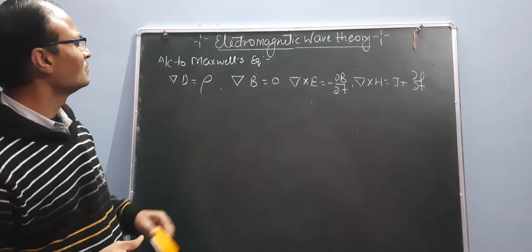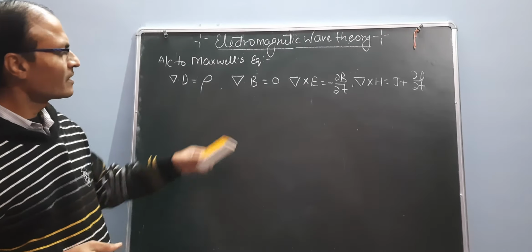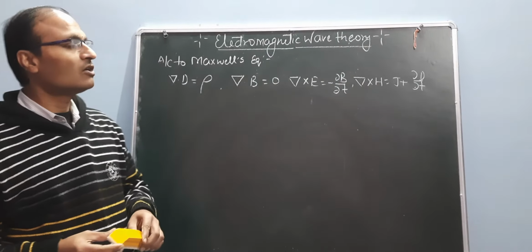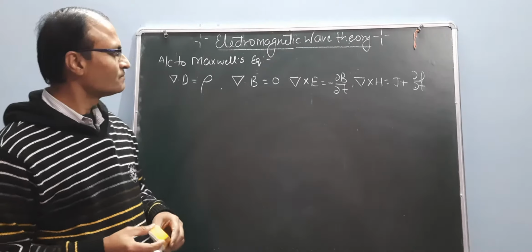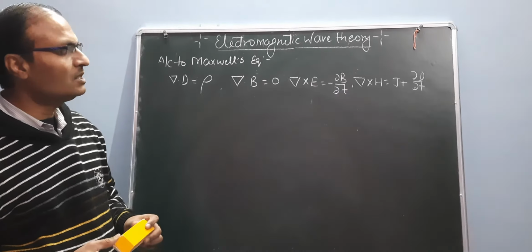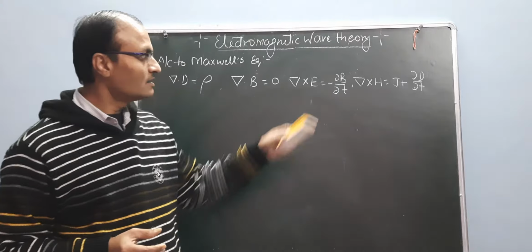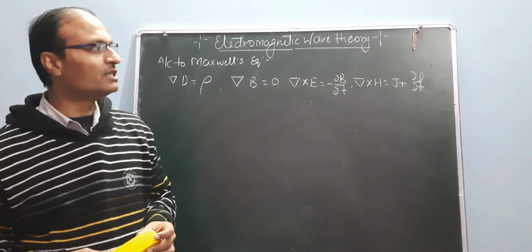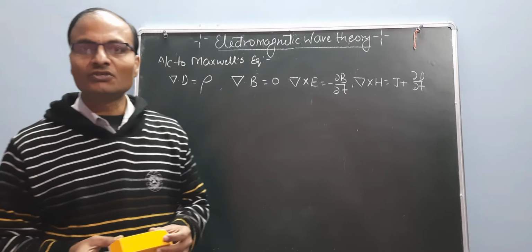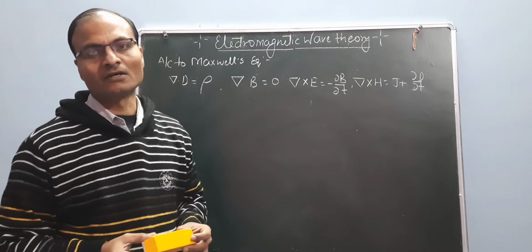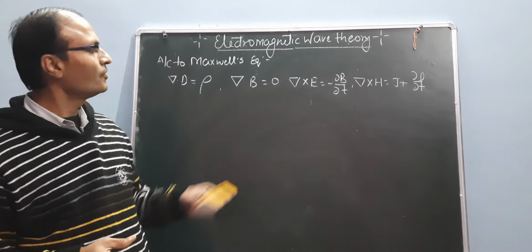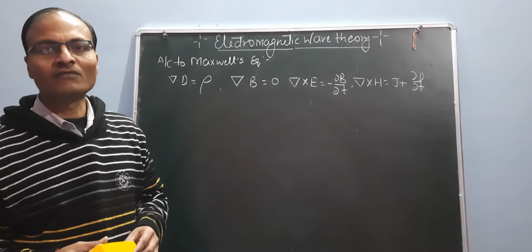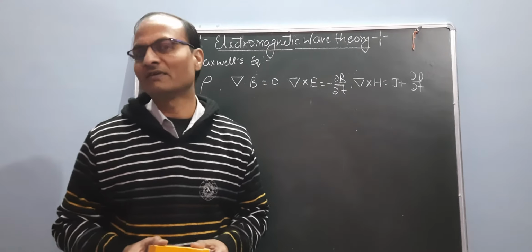The first equation is called Gauss law of electrostatics. The second equation is del dot B equal to 0, Gauss law of magnetism. The third equation is del cross E equal to minus dB upon dt. This is Faraday law. And the fourth equation is del cross H equal to J plus del D over del t. This equation is called modified Ampere's law. So these four equations were derived by Maxwell for generating electromagnetic wave theory.